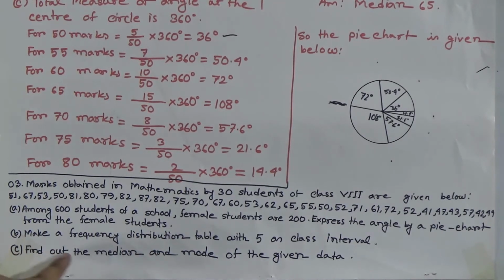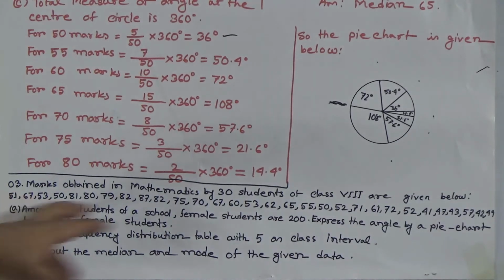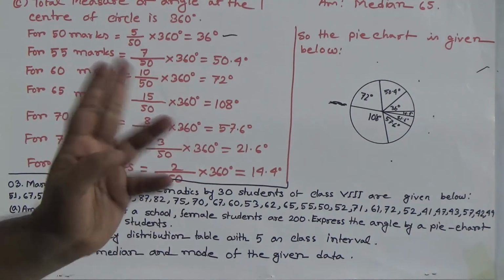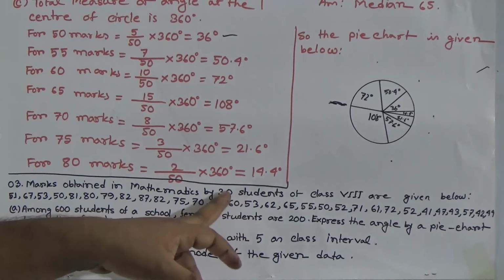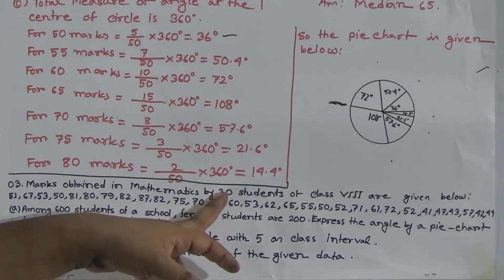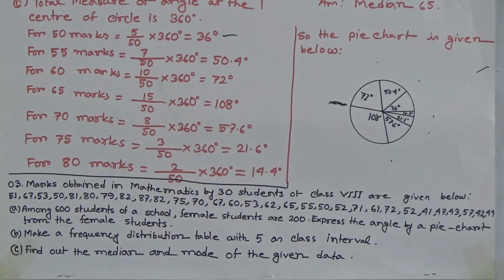So question number C, find out the median and mode of the given data. Here numbers are given. To find out the median, at first we arrange the data because they are not arranged. At first we arrange the data in ascending or descending form. After that we find out the median by using the formula, where n, the total number, is 30. So it is an even number, so use the formula of median for an even number of terms. Okay, I hope you have understood.